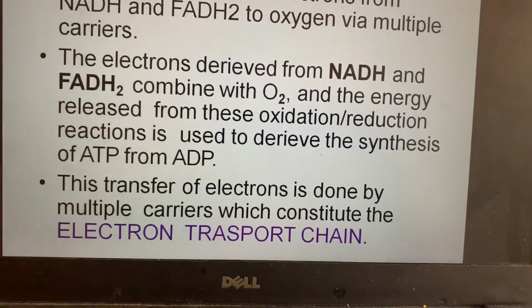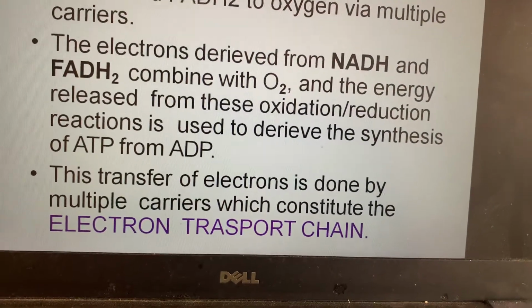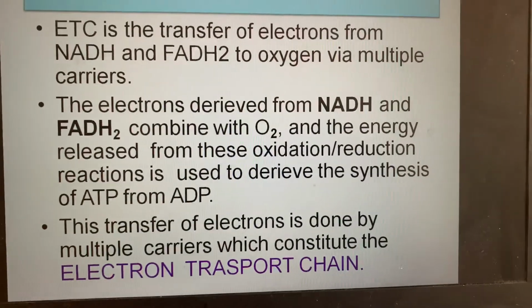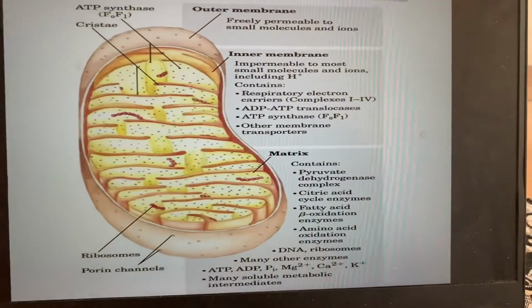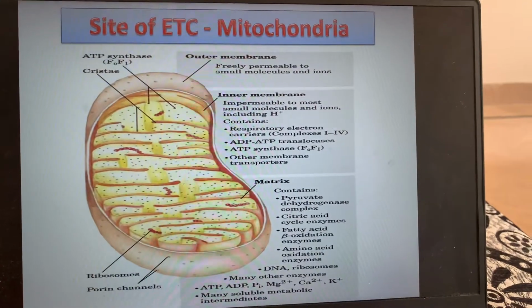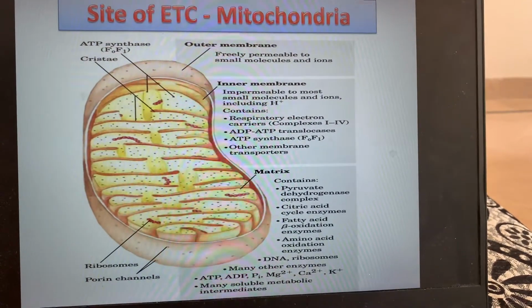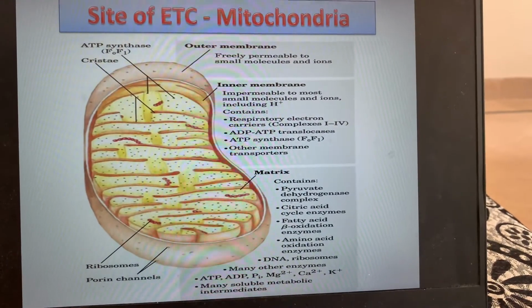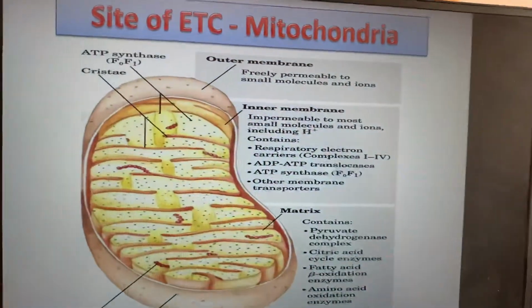And this transfer of electrons is done by multiple carriers, which constitute the electron transport chain finally. Well, this is the site of electron transport chain. It occurs inside mitochondria. You can see the structure of mitochondria.